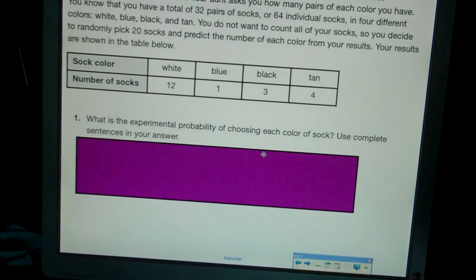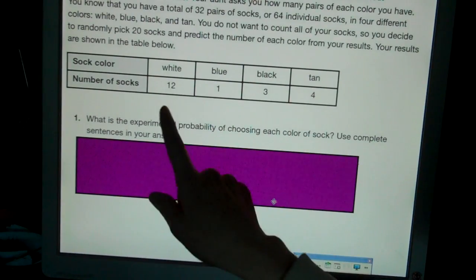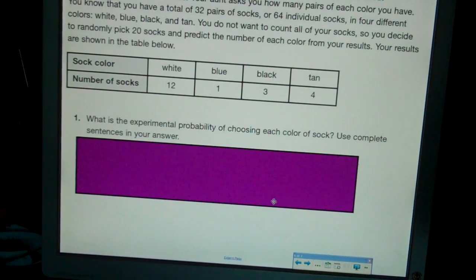What is the experimental probability of choosing each color of sock? Okay, so sock, not pairs of socks, but sock. Okay, so experimental. How could you write each of these as a probability? I want you to pause this and answer this question.